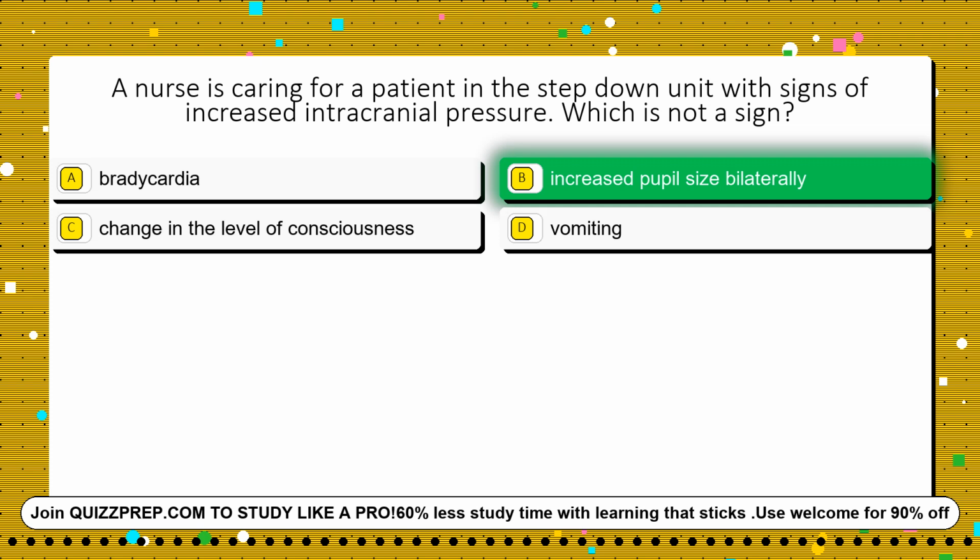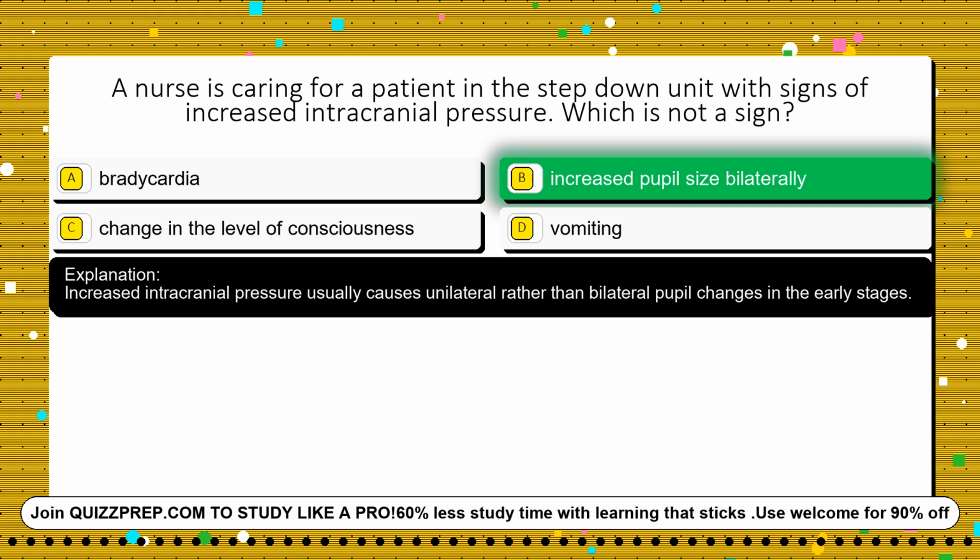The correct answer is option B, increased pupil size bilaterally. Increased intracranial pressure usually causes unilateral rather than bilateral pupil changes in the early stages.